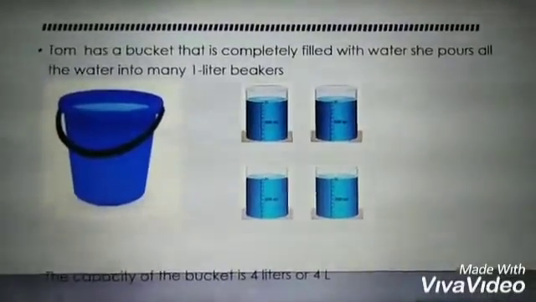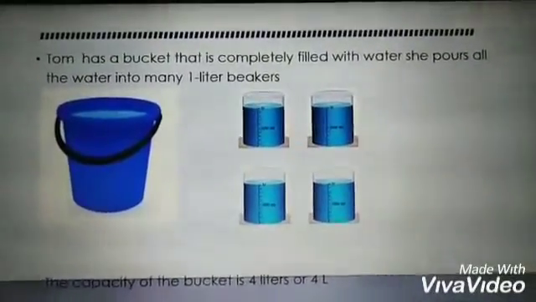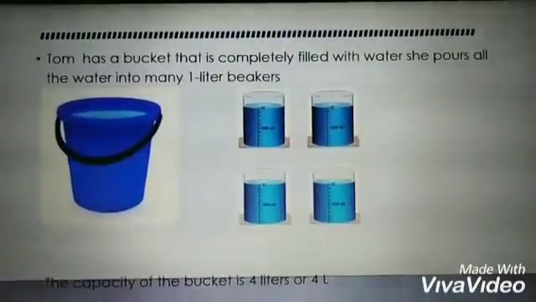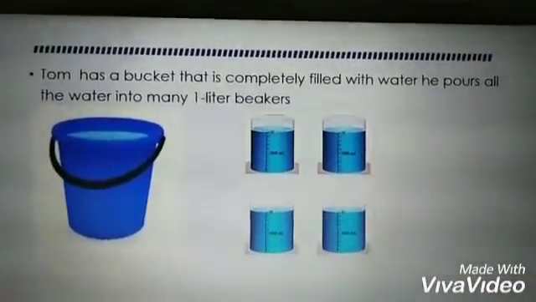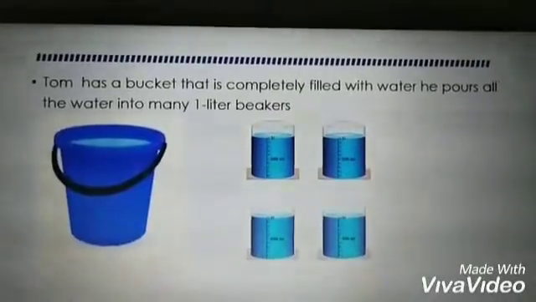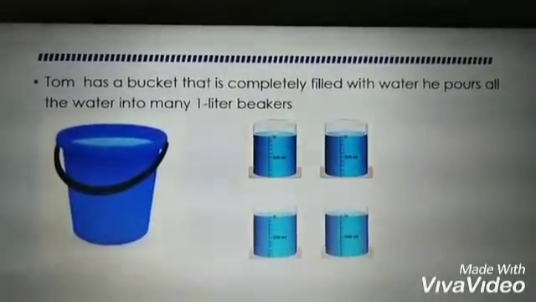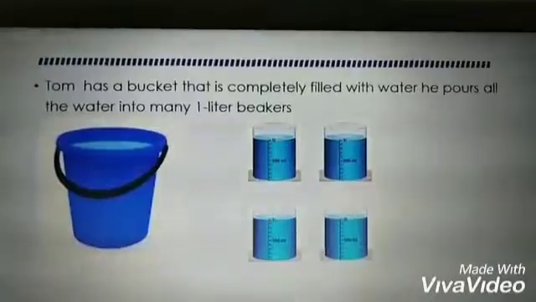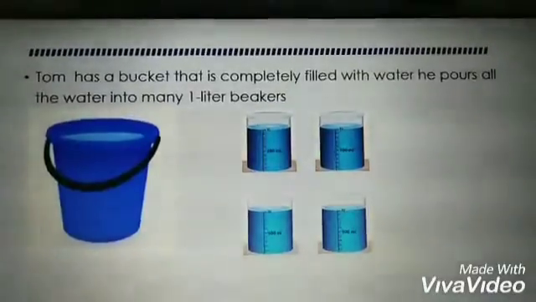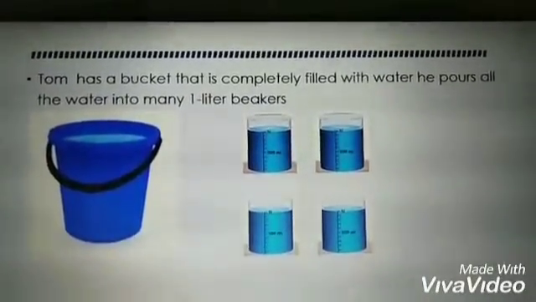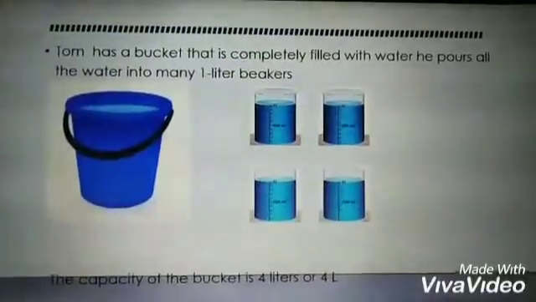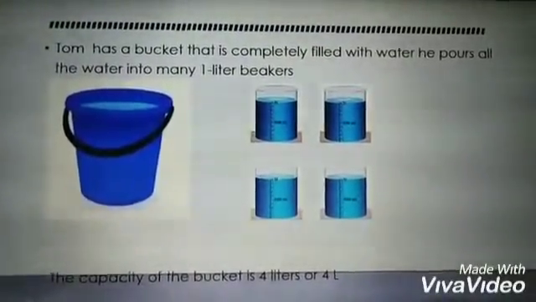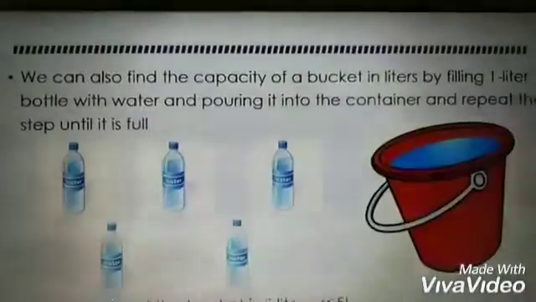Let's take a few examples to know how we can estimate the capacity of a certain container. In this example, Tom has a bucket that is completely filled with water. He pours all the water into many 1-liter beakers. As you can see, the bucket filled 4 1-liter beakers. So the capacity of the bucket is 4 liters or 4L.